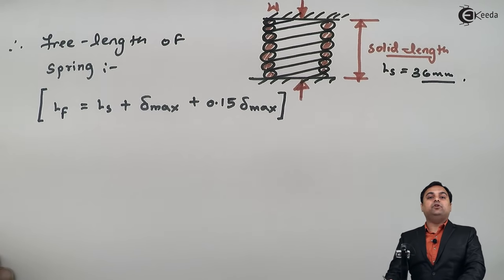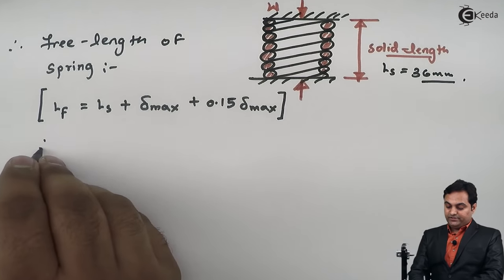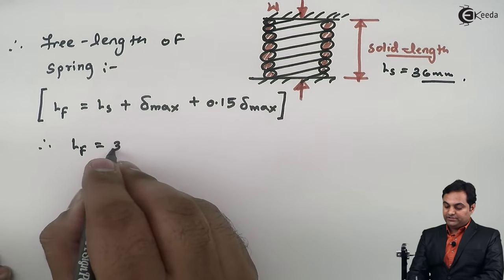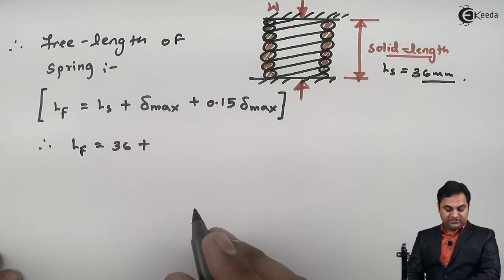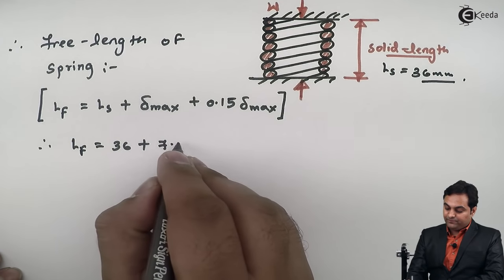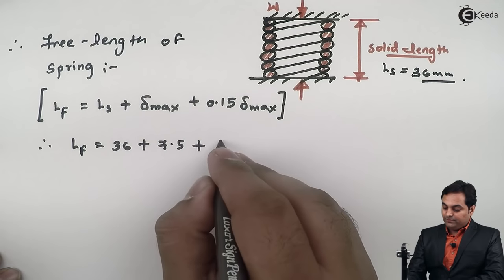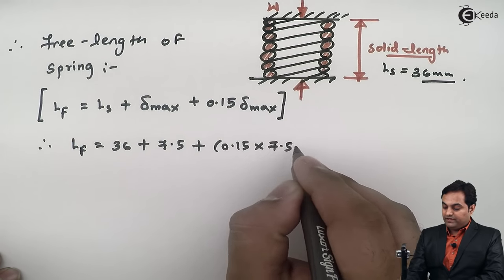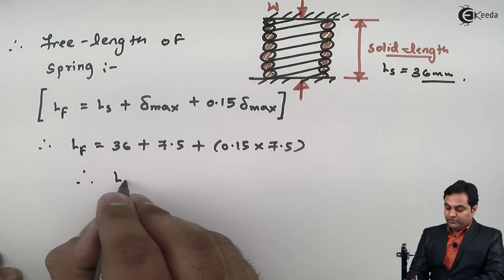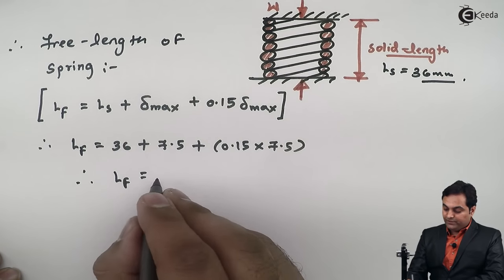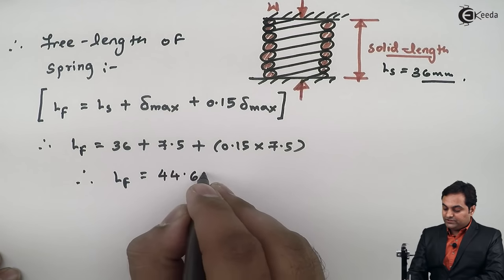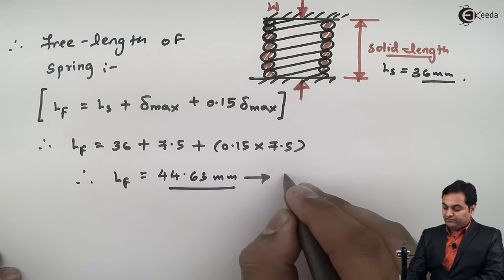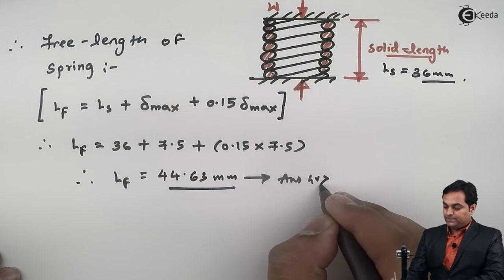So this is the formula of free length. Here, therefore, LF will be equal to solid length, which is 36, plus maximum deflection, which is given as 7.5, plus 15%, 0.15 into 7.5 of maximum deflection. So the free length value comes out to be 44.63 mm. This will be the fifth answer for us.